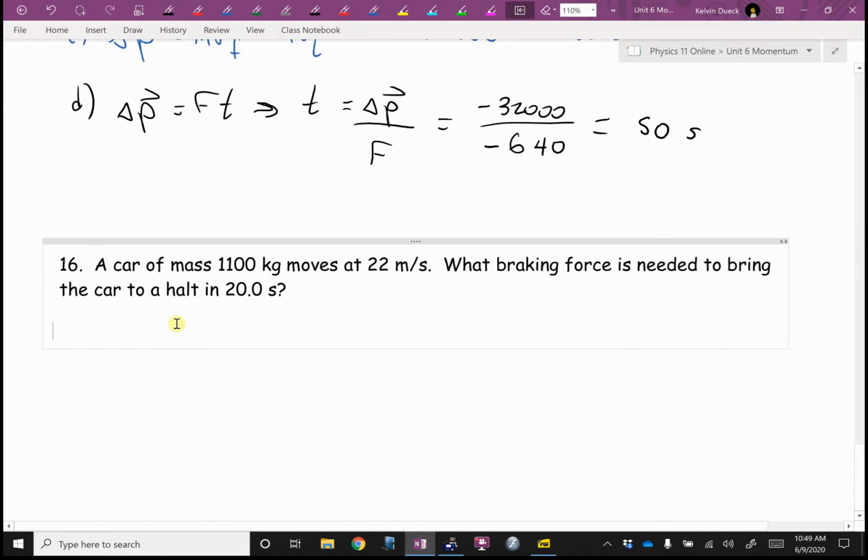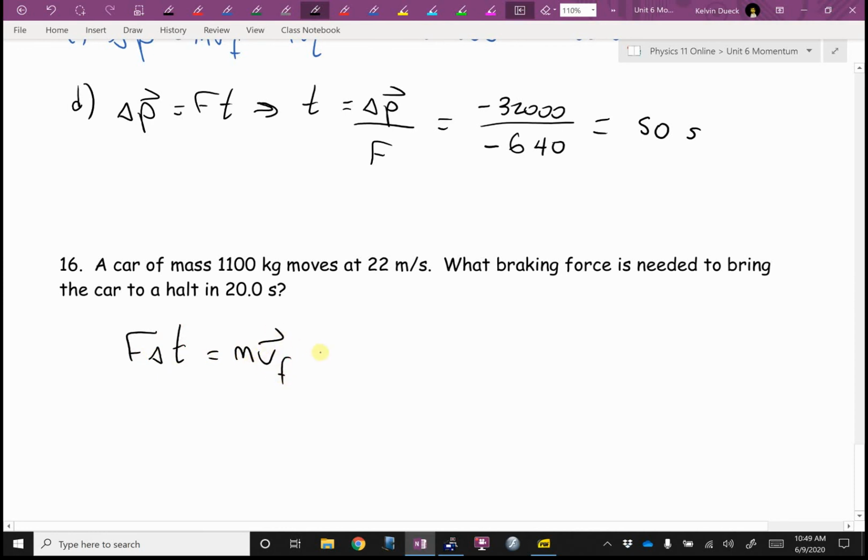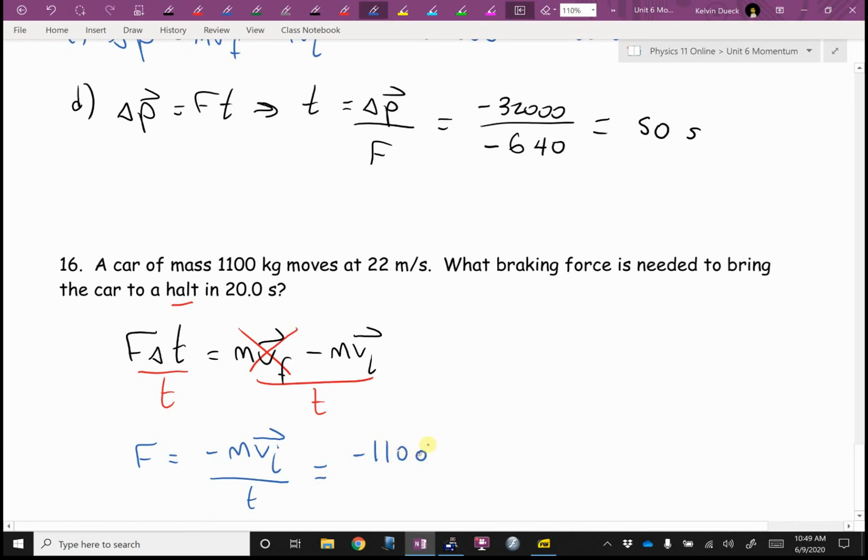A car of mass 1,100 moves at 22 meters per second. What braking force is needed to bring the car to a halt? Here, I'm going to combine the two impulse equations. I'm going to say force times the change in time equals mv final minus mv initial. Impulse equals impulse. mv final is 0 because it's coming to a halt or a stop. They want me to find the force. I'm just going to divide by t, and I get force equals negative mv initial divided by time. Negative 1,100 times 22 divided by 20.